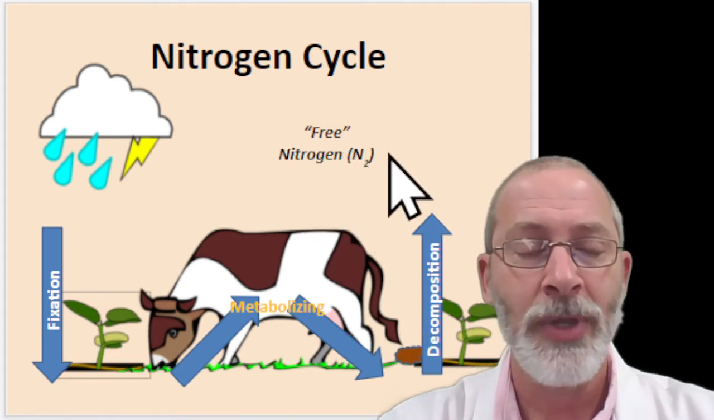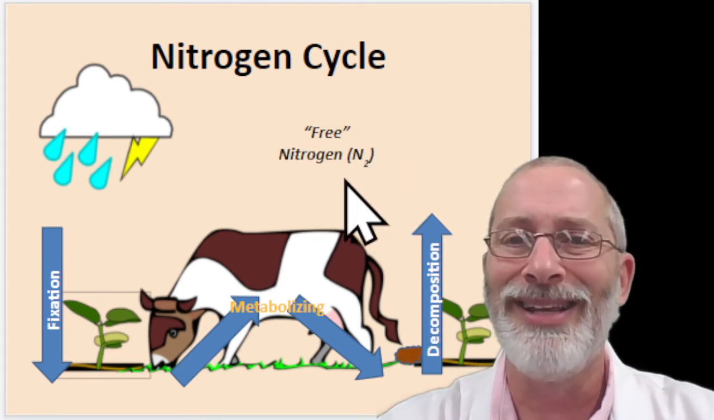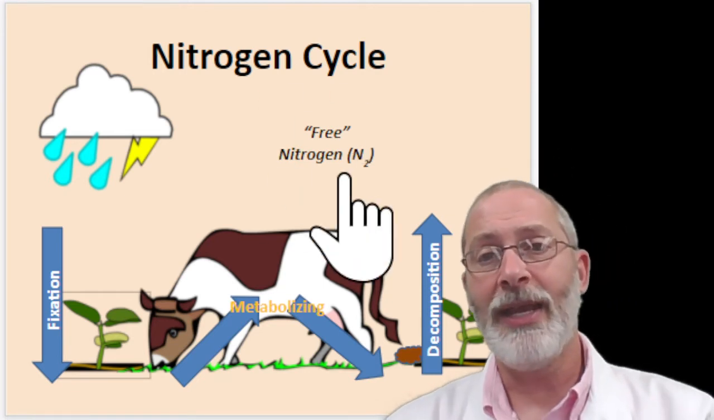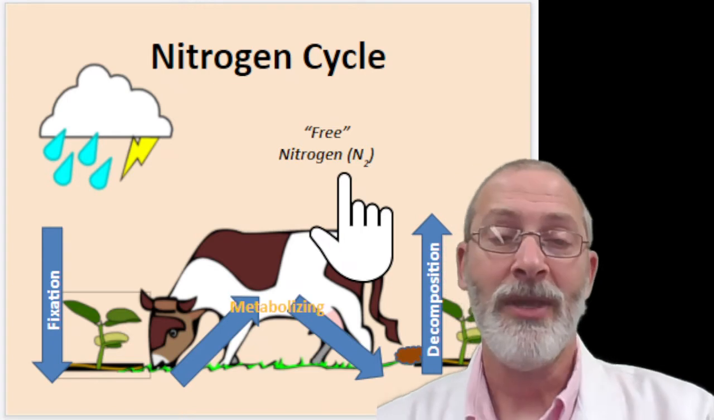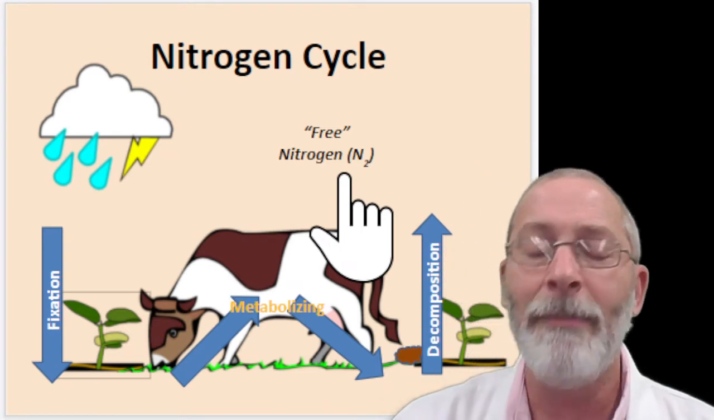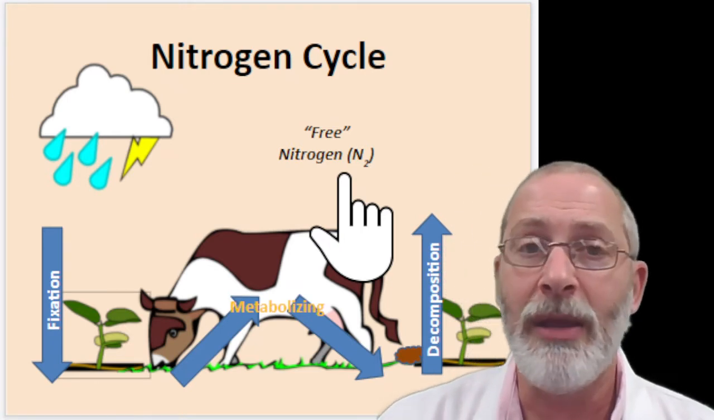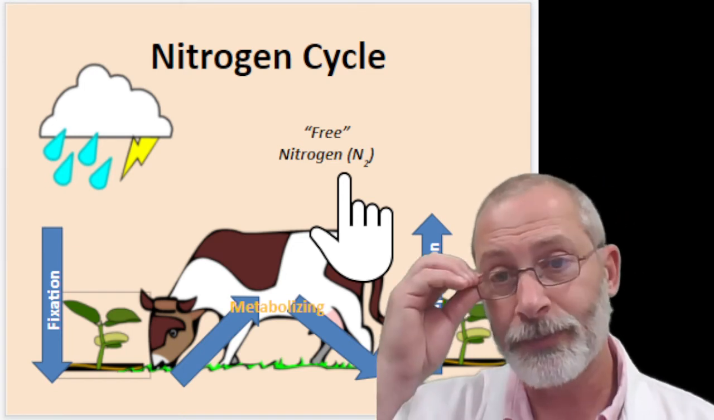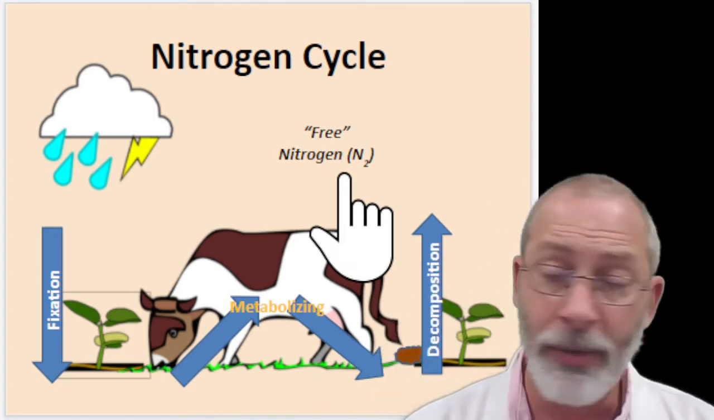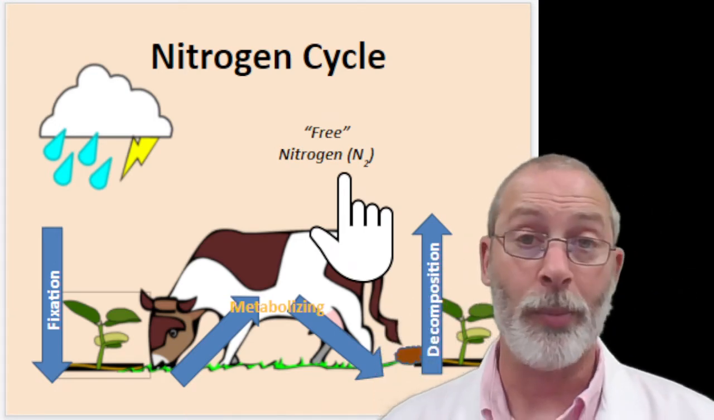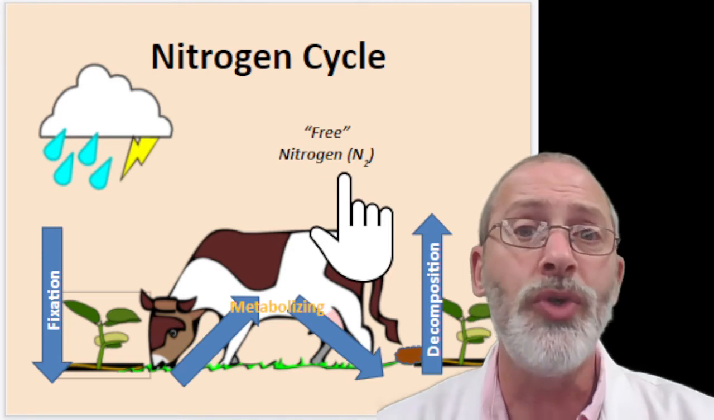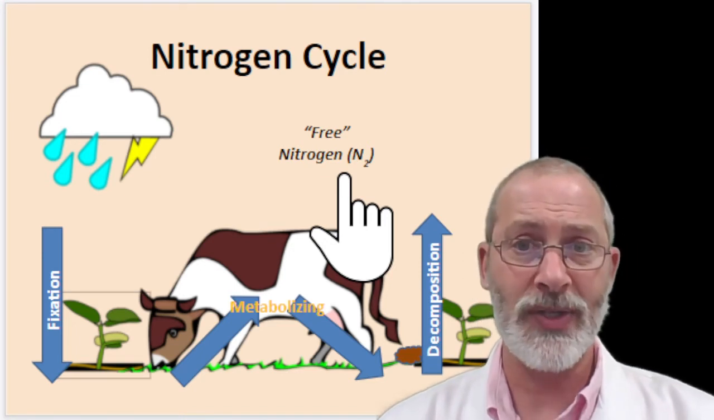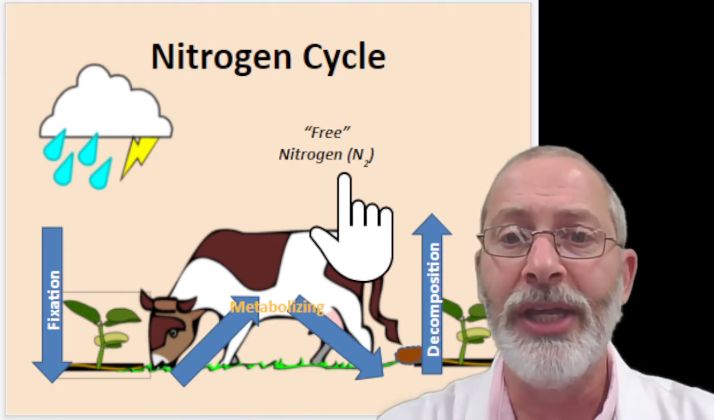You see, our atmosphere has a lot of what's called free nitrogen. Not that it costs anything. The vast majority of our atmosphere, about 78%, is in fact nitrogen. We're breathing in nitrogen all the time, but we can't use the nitrogen that's in the air. It's of no use to us when it's called free nitrogen.